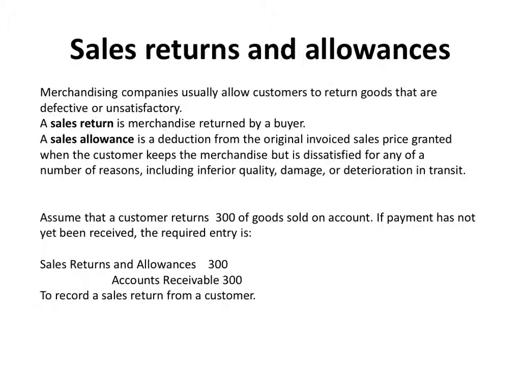Now, in addition to sales discounts, a customer may return the goods because they're not satisfied with them, or they may keep the goods but want some kind of an allowance, a discount on what the invoice price would be because the goods may be inferior or damaged or something along that line. Well, again, sales returns and allowances is a contra revenue account. And the journal entry would then be debit sales returns and allowances 300 and reduce what the customer owes me, so credit accounts receivable 300.